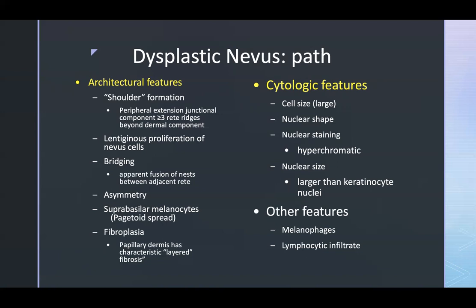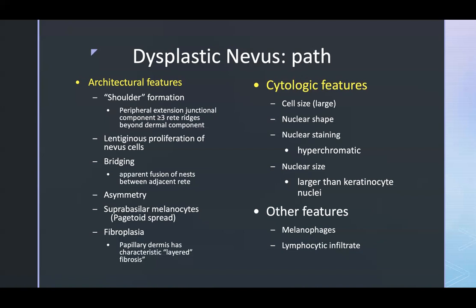Cytologic features, on the right-hand column here, usually refer to cell size. We usually think of mildly atypical dysplastic nevi as having the architectural features, but the cytology is such that the cell size is small, where the cells are basically the same size as the basal layer keratinocytes. The nuclear shape, so if the cytology has very pleomorphic nuclei, that could be an indicator. Nuclear stain or hyperchromatic chromatin can be an indicator. Nuclear size goes without saying.